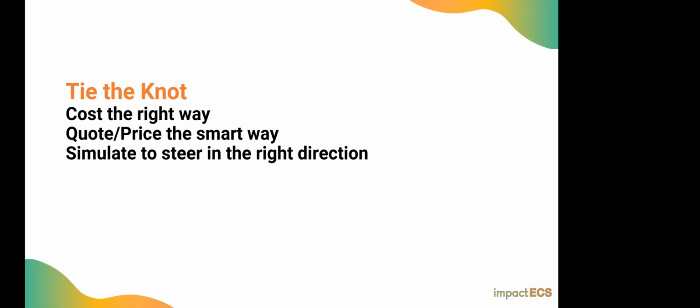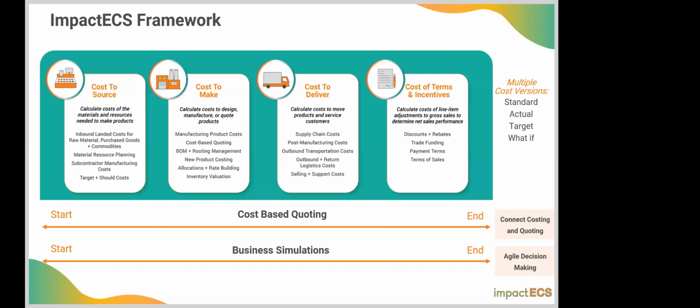Right? So what we have done at 3C Software, we created a framework where our software called Impact ECS operates. What you see on top is really 4 pillars, right? So number 1, we do a lot of work in this cost to source space, calculating all the costs of materials and resources needed to make a certain product, right? Be it calculating your inbound landed cost of raw materials, purchased goods, considering commodities, all that good material costing stuff, doing mini MRPs, doing some modeling and simulations around subcontracting.